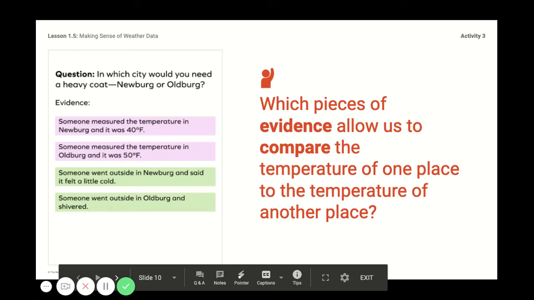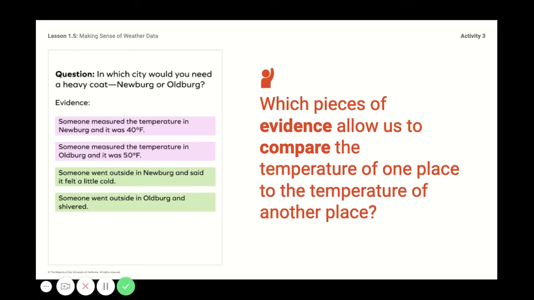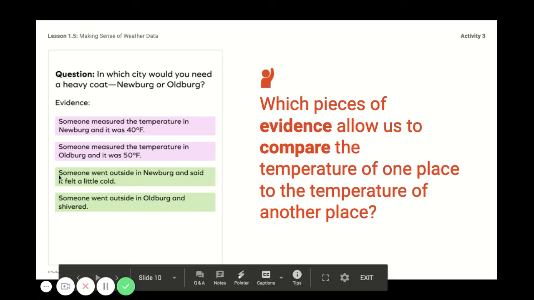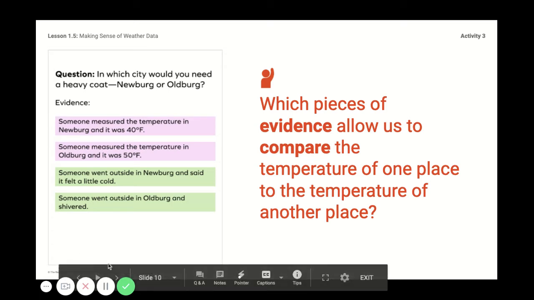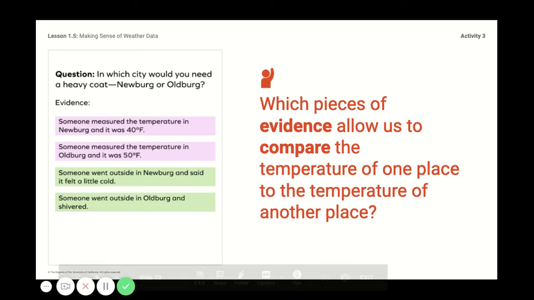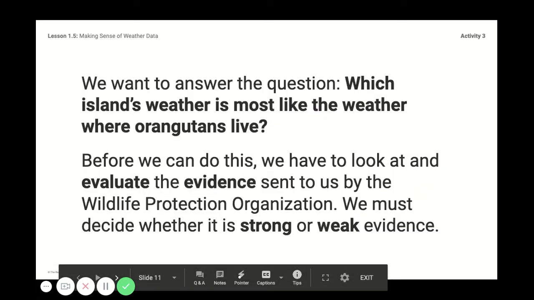So we know that those pieces of evidence are opinions. Which pieces of evidence will allow us to compare the temperature of one place to the temperature of another? Our evidence in green doesn't have any temperatures, but the evidence in pink has two different temperatures in degrees Fahrenheit. That makes me able to compare what it must be like in each of those places.